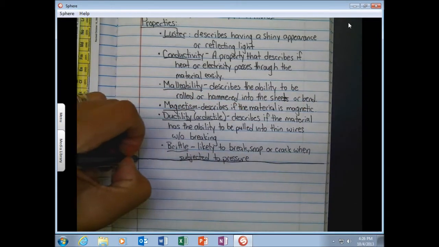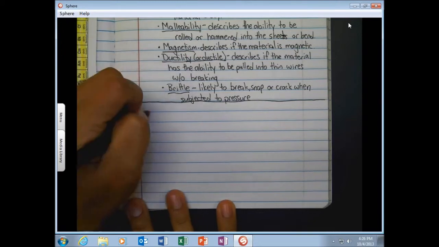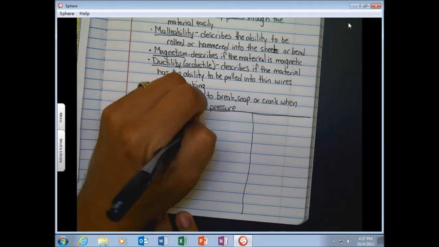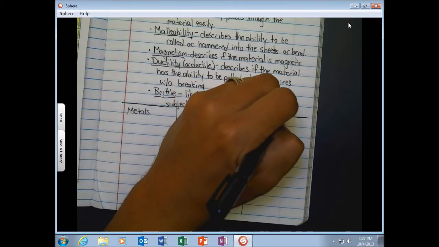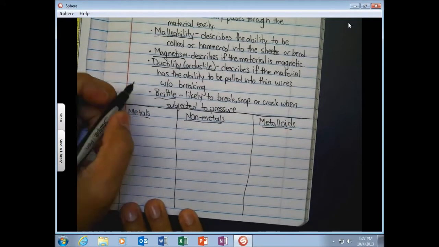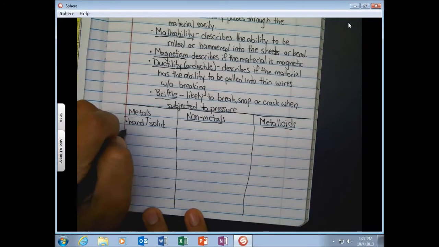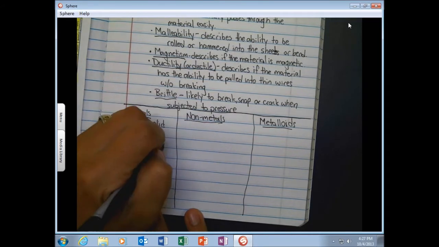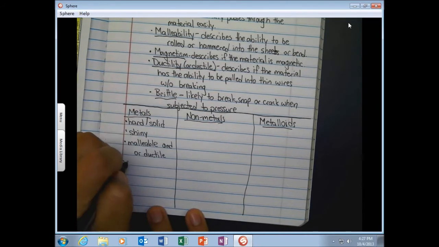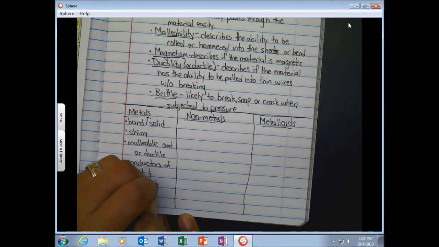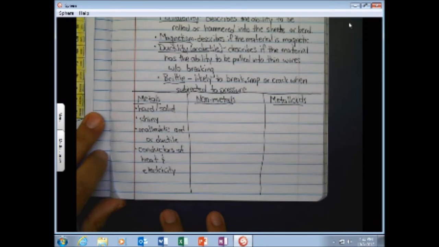For the remainder of our paper, we're going to divide it up into three sections, and we'll label those three sections metals. The middle one will be nonmetals, and the last one will be metalloids. So for some notes on metals, we know that they're hard or usually solid. They're also usually shiny. They're also malleable and or ductile. And they're able to conduct heat and electricity easily. Go ahead and write your definition here.